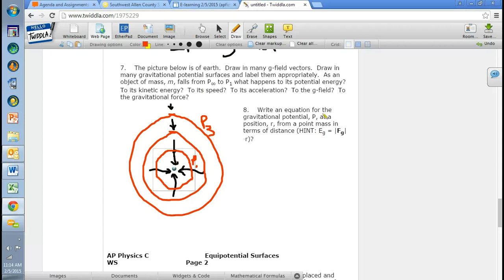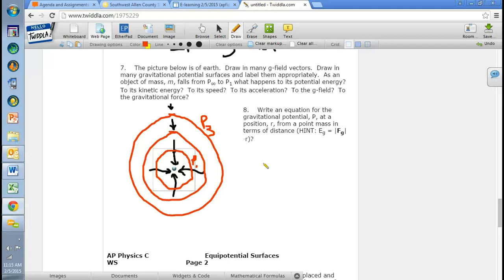So the first question is, as an object of mass m falls from P infinity to P1, what happens to the potential energy? Okay, I got two things. I have increases, decreases, decreases, increases, decreases. Okay, I'm getting lots of different answers. Most people, I'd say about 2/3 of you, are saying decrease and 1/3 of you are saying increase.